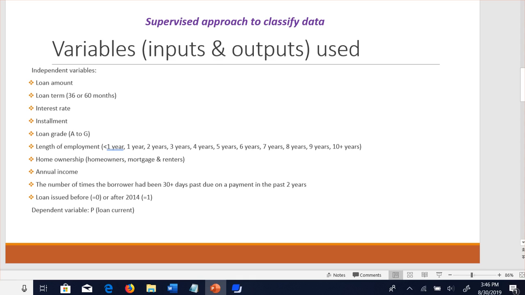So, here is the list of independent variables I would like to use in my analysis. In this case, the dependent variable would be the probability of a loan staying current in a given time period.